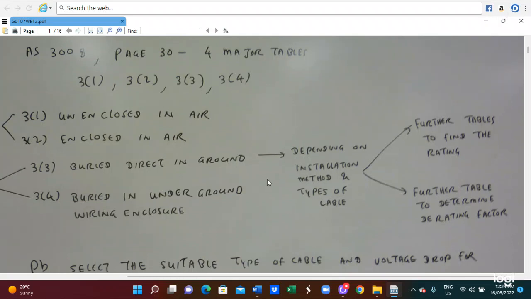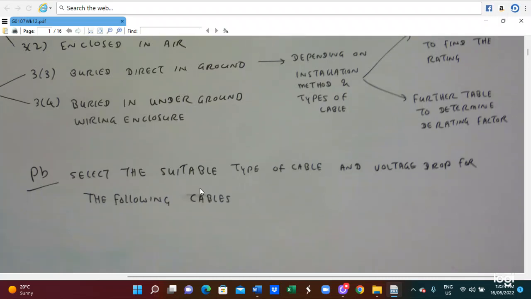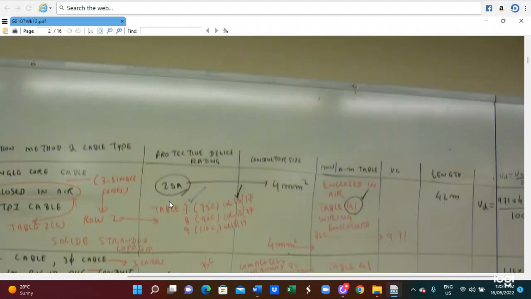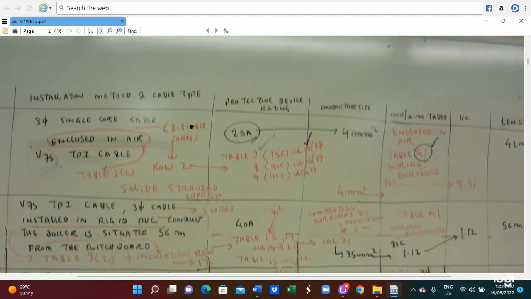So depending on the installation method and type of cable, we have to use the further table for the reading, and the further table is determined by the derating factor. So we have to select the suitable type of cable and the voltage drop for the following cable. You see circuit A, 3-phase single core enclosed in air, V75 TPN cable. In this case, firstly, we select enclosed in air. Then we select the 3-phase single core cable.